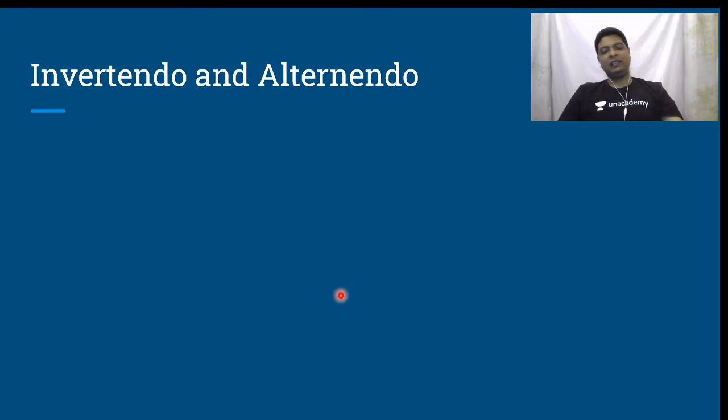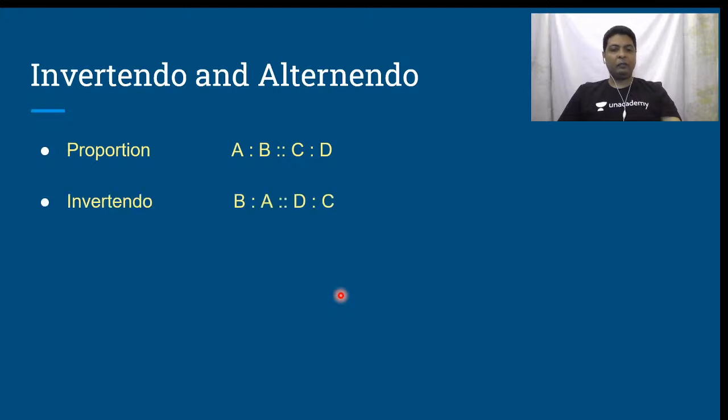Next, let us understand the meanings of invertendo and alternando. See, if I have a proportion A is to B as C is to D, if I take the reciprocal on both the sides, I will get B is to A as D is to C. This is called invertendo. If we interchange B and C, we get A is to C as B is to D. Just by cross multiplying and replacing B by C and C by B, we get A is to C as B is to D. This is called alternando.